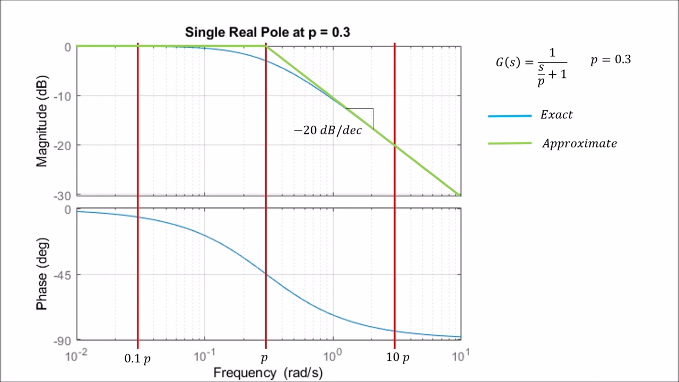Okay, the next thing to do is the phase. The way you draw that is you start at zero degrees phase shift, and it stays at zero until one decade before the break frequency, and then it starts going down linearly to minus 90 degrees, which occurs one decade after the break frequency. Then at higher frequencies it just stays at minus 90 degrees. Notice that at the break frequency we nail the phase plot exactly, and we only have some error before and after the corner frequency. Overall, this seems like a very good way to sketch a single real pole Bode plot.